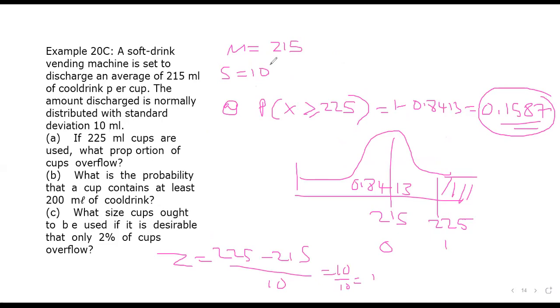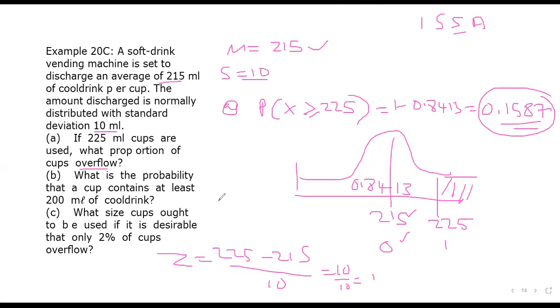So let me go through it again. A soft drink vending machine has an average of 215. So 215 comes here, it's equivalent to 0. Then standard deviation is 10. Then if 225 cups are used, what proportional overflow? Overflow means greater. So we're looking at greater than 225.